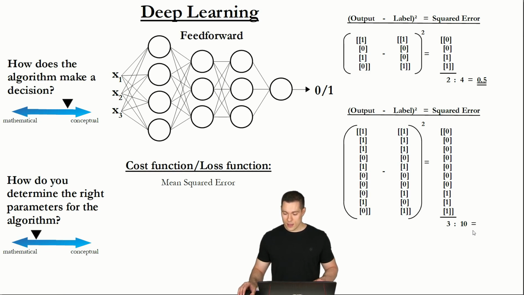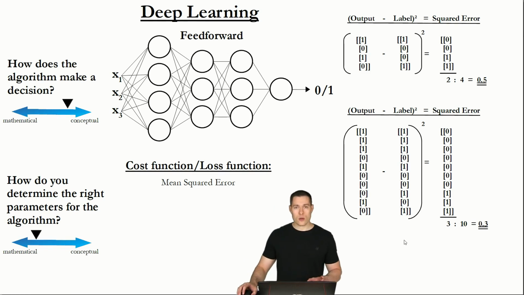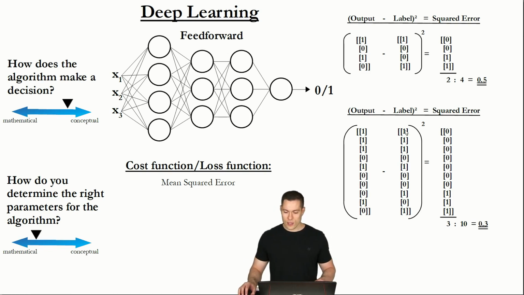And that gives us then a mean squared error of 0.3. So now our metric actually indicates that the neural net in this situation here is better at making predictions than the neural net in this situation.